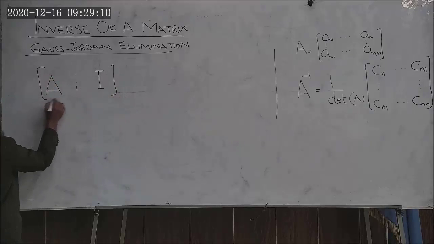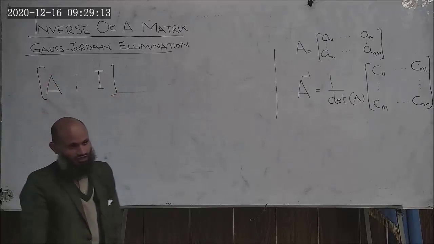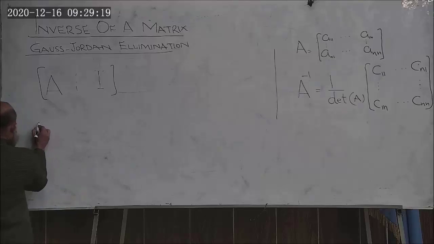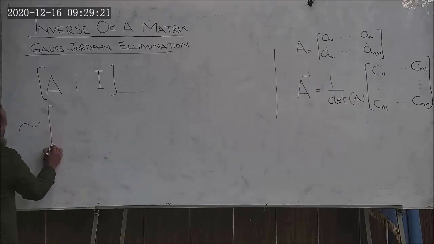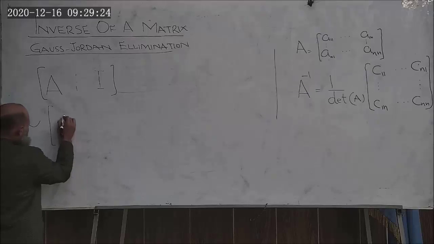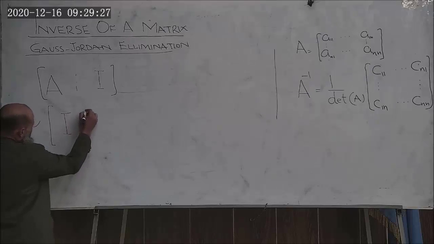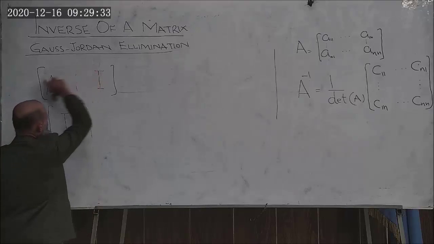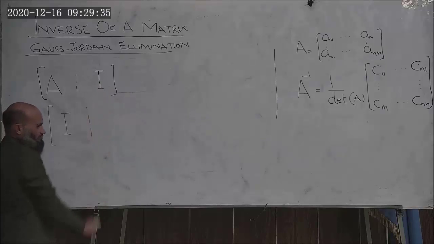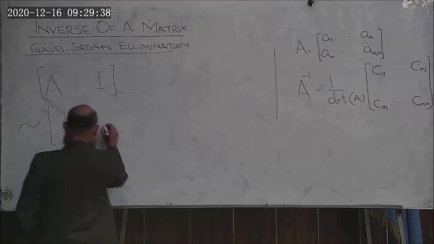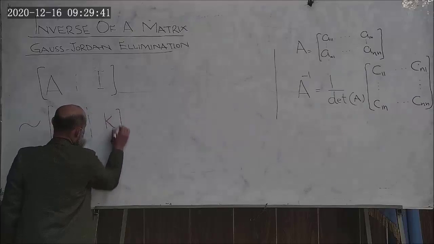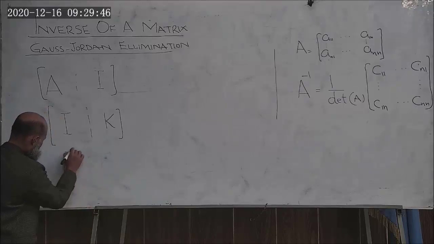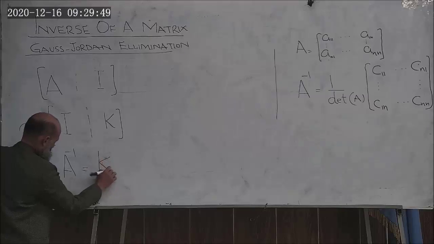That is, with this matrix you augment an identity matrix and then apply elementary row operations such that this matrix is transformed into this matrix. Here it becomes the identity matrix, and here, when you apply the row operations, this will become something else, and let's call it K. Then K is a matrix, and A inverse will be equal to this K.